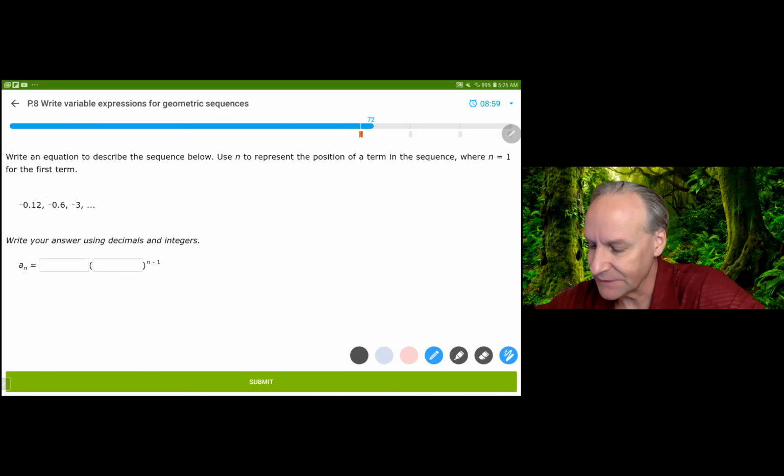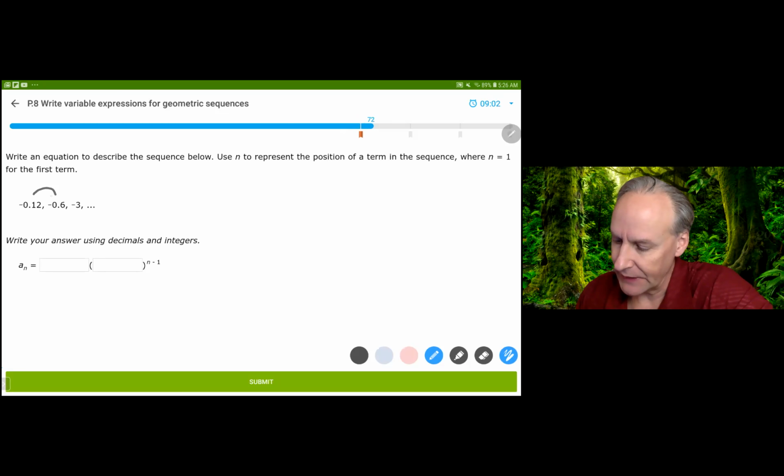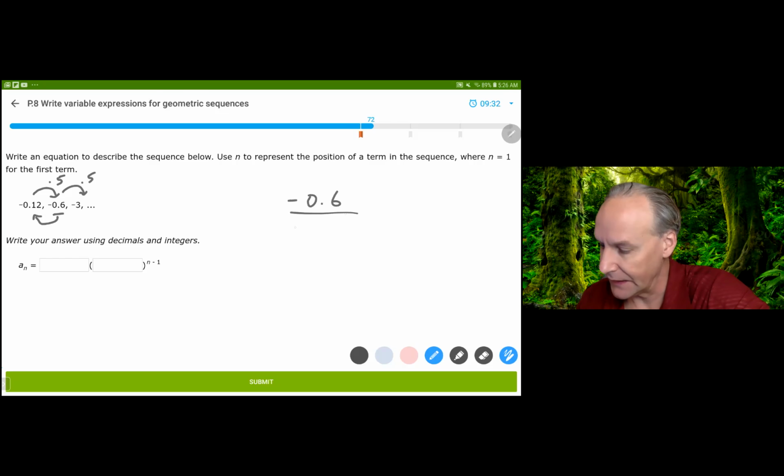Oh, they gave us some decimals. Watch out. I did multiply this by 5, didn't I? I multiplied it by +5. And then I multiplied by +5 again. If you need to see that or how to find that, I guess you could grab a calculator and divide this term by this term. But it's easier if you can see that it's times 5. But if you need to, you could grab your calculator and you have -0.6 divided by -0.12.